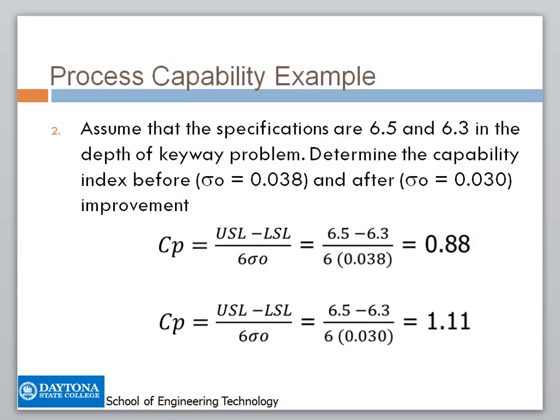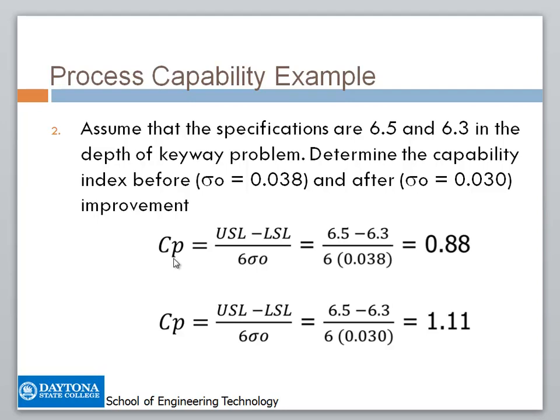Example number two: assume that the specifications are 6.5 and 6.3 in the depth of a QA problem. Determine the capability index before and after improvement. So you have the before population standard deviation and then the after, when improvement was done, and you see that the standard deviation is smaller. When the standard deviation value is small, that means you are getting rid of variation in the process. So a small standard deviation means that your process has less variation. That's why we always call that an improvement.